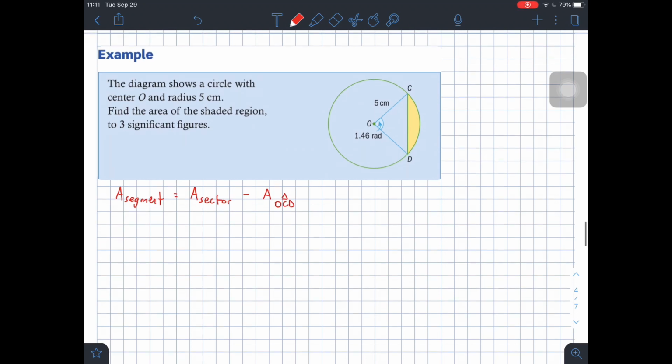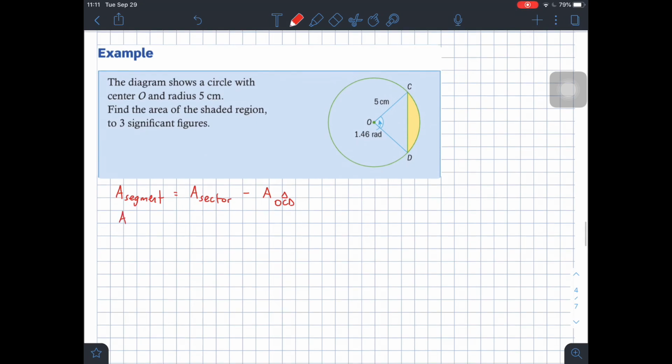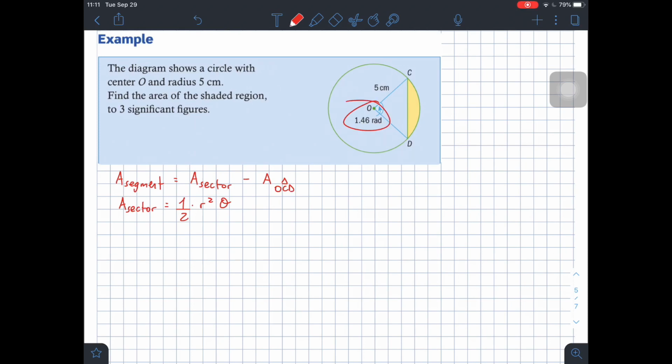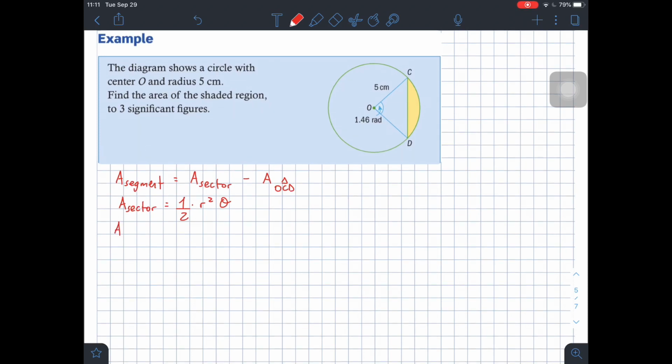So let's concentrate on finding the area of the sector first. To find the area of the sector, we know the formula is 1/2 times radius squared times theta. We have all of that information. Our angle is already in radians, so we can use that same value. So we're going to get that the area of the sector is equal to 1/2 times the radius, which is 5 squared, times theta, which is 1.46. So we solve this.